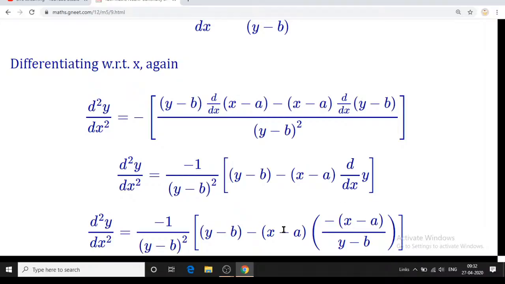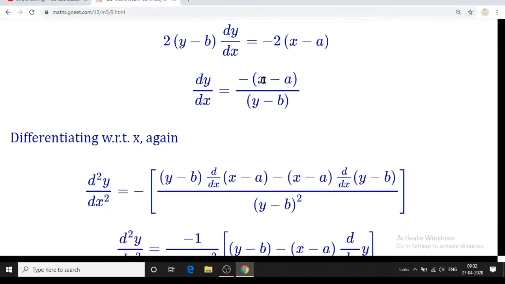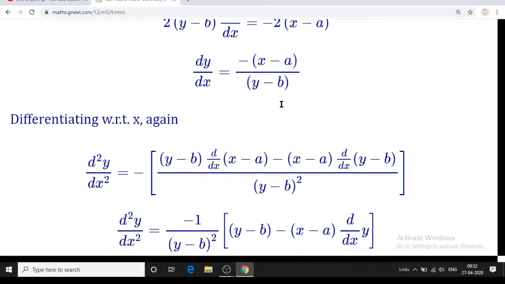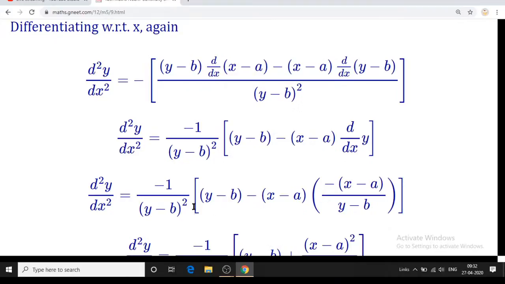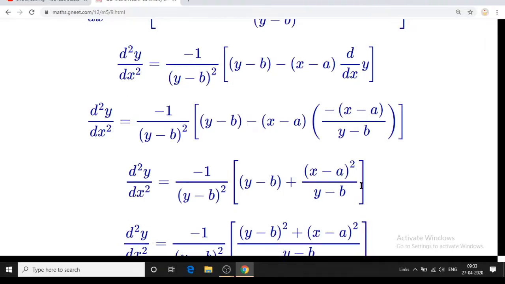Here we are going to replace the value of dy by dx, which is minus (x minus a) upon (y minus b). So when we replace, this is (y minus b) squared into (x minus a) over (y minus b), this is the value of the dy by dx. Now we will simplify this.